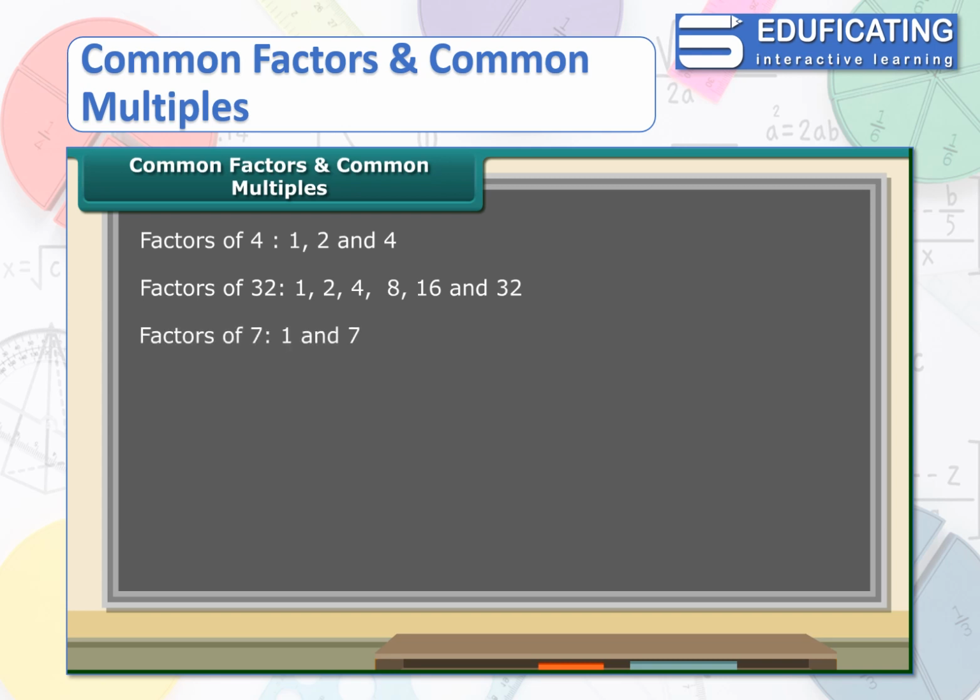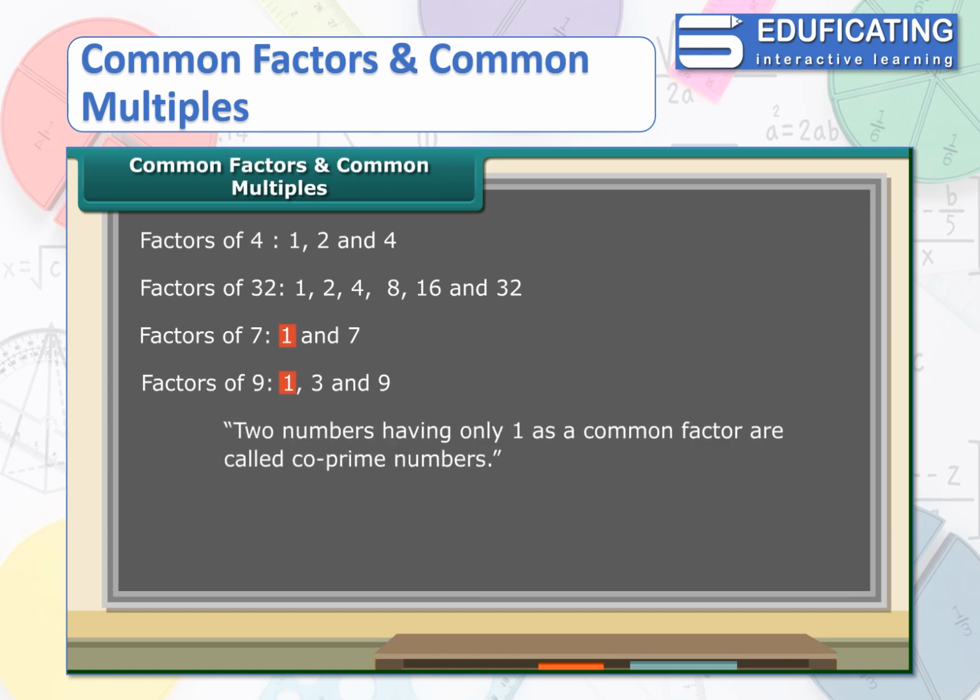Consider the numbers 7 and 9. The factors of 7 are 1 and 7. The factors of 9 are 1, 3, and 9. 1 is the only common factor between 7 and 9. Therefore, 7 and 9 are co-prime numbers. If two numbers have only 1 as the common factor, they are called co-prime numbers.